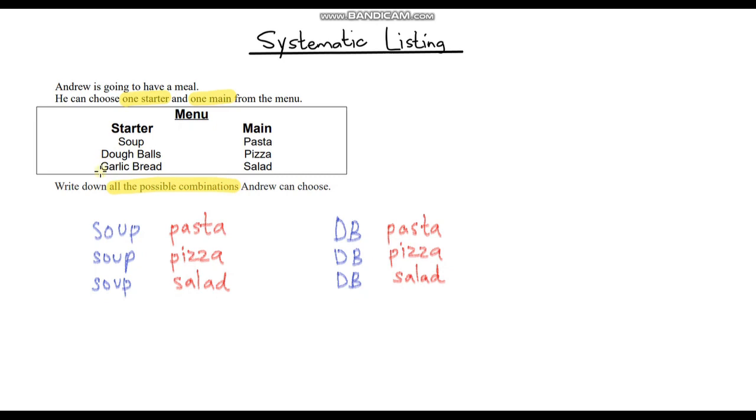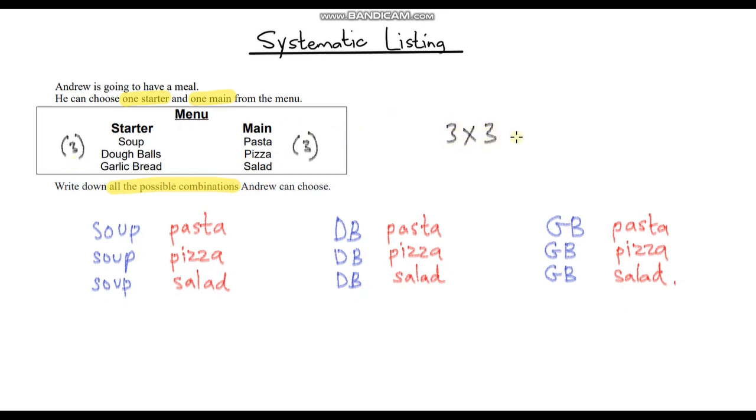And the final option is if he decides to have garlic bread. So he could have garlic bread again with each of these three possible mains. So we've written down all of the possible combinations that Andrew can choose, and you can see that there are 9 in total. Now we can also calculate 9 because there are 3 starters to choose from and there are 3 mains to choose from. So the total number of combinations should be 3 multiplied by 3, which does indeed give us 9.